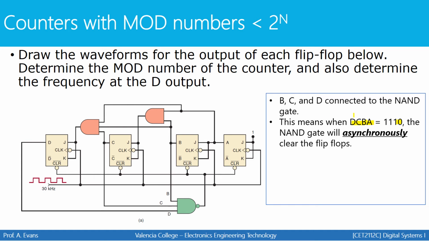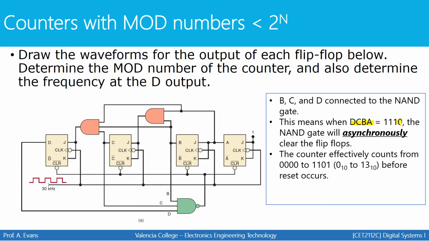That also means that the counter doesn't really ever get to 1110. That state doesn't count. It's only going to get right up to the state before that. So the counter effectively counts from 0000 to 1101, which is 0 to 13, before the reset occurs as soon as it hits 14. So we say this is a mod 14 counter that counts from 0 to 13.